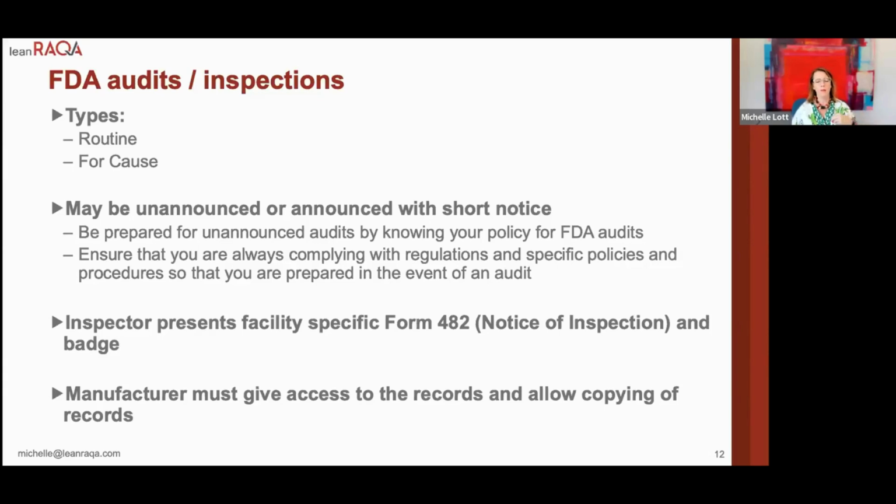So what happens currently when the FDA comes into your facility, they issue a form called 482, which is their notice of inspection, and they show you their badge or credentials. And you are required to give them access to the records. That includes allowing the copying of the records. So these are all things that we need to think about: what is all of this going to look like when they transition to the QMSR audit methodology? These are all the things we have to think about in the ecosystem that might change.